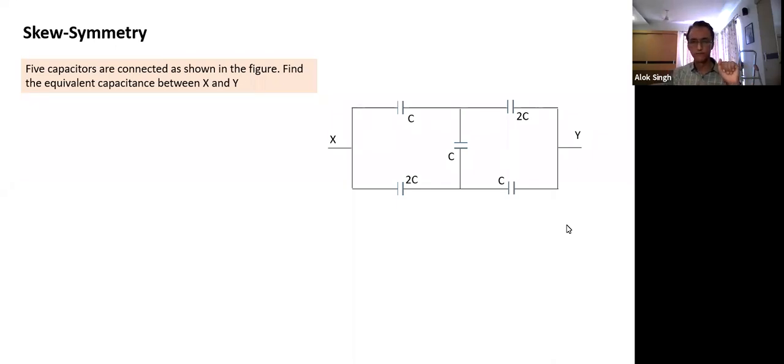Let's look at that. This case is not a Wheatstone bridge. If this was C and 2C, and this also was C and 2C, it would have been a Wheatstone bridge. But these C and C are here and this 2C is across. So there are 5 capacitors connected in this fashion. Find the equivalent capacitance between X and Y.